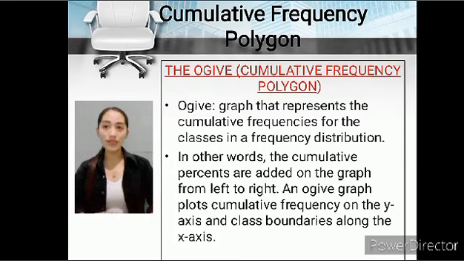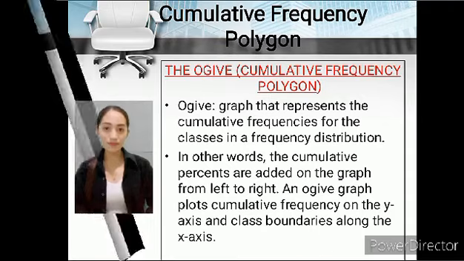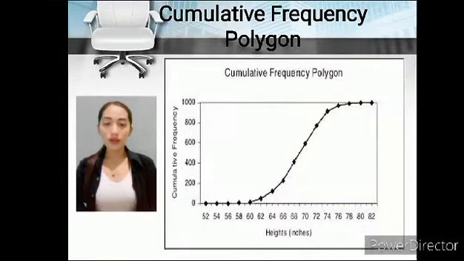An ogive graph plots cumulative frequency on the y-axis and class boundaries along the x-axis. So this is an example of a cumulative frequency polygon. It has a y-axis and also x-axis. Later on, from the frequency distribution table, we're going to make a cumulative frequency polygon.